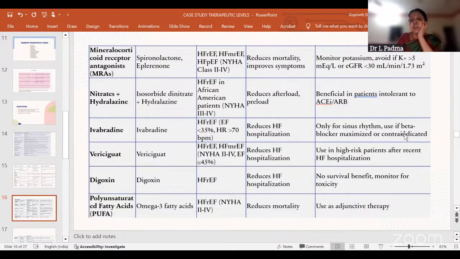The newer drugs are very costly. The last choice is digoxin, and these have not been known to cause reduced mortality, which is used only as an adjuvant therapy. Used only as an adjuvant therapy.